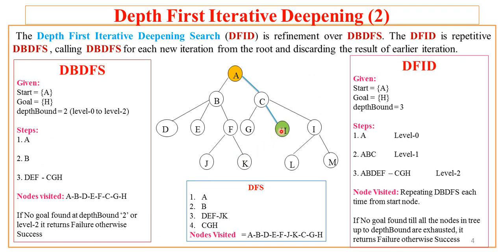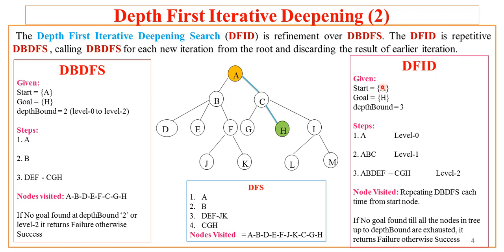So DEB-DFS basically returns failure if no goal is found at depth bound level 2. Otherwise it returns success. In our case it returns success. Now how does DFID work? DFID basically calls this DEB-DFS repetitively.